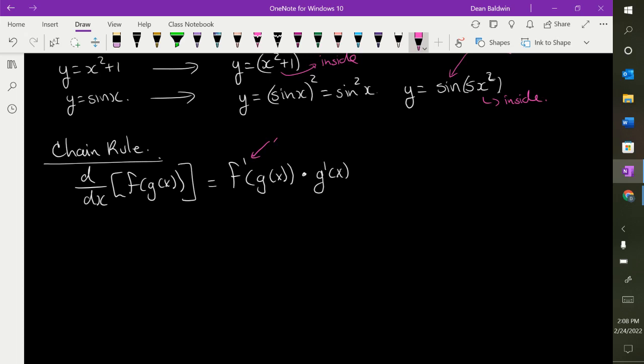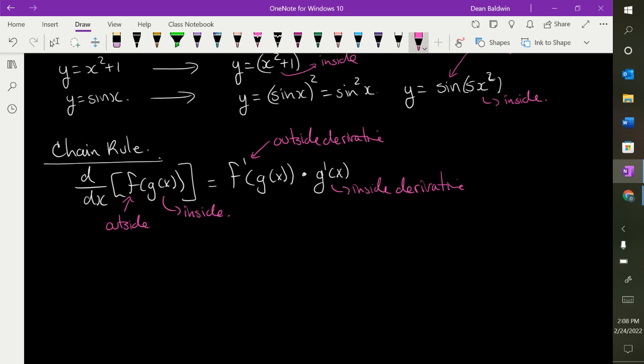So this is the outside derivative, and this is the inside derivative. And just for completeness, f is the outside function, and g is the inside. So you can see how they relate. You just take the derivative of the outside function, and you multiply it by the derivative of the inside function.